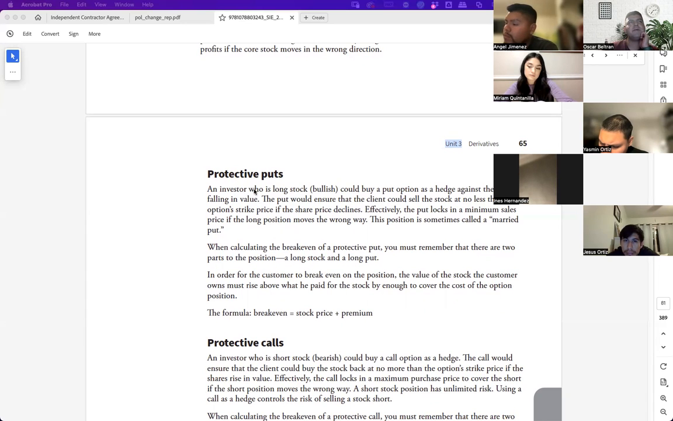There it is. An investor who is long the stock, bullish, could buy a put option as a hedge against the stock falling in value. Does that make sense? The put would ensure that the client could sell the stock at no less than the option strike price if the share price declines. Effectively, the put locks in a minimum sell price if the long position moves the wrong way. This position is sometimes called a married put. But honestly, for the exam, all you gotta know is this first sentence. That's what it does.